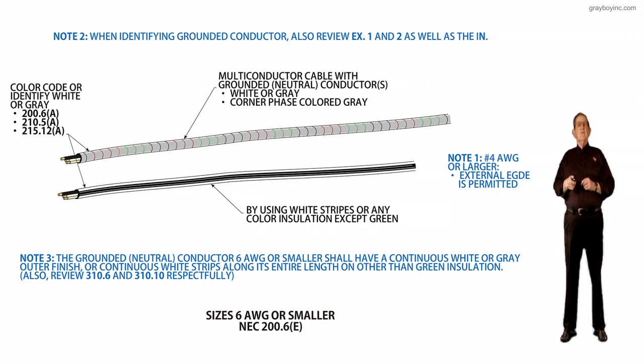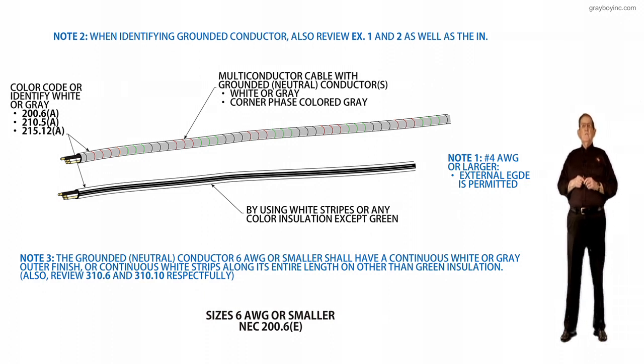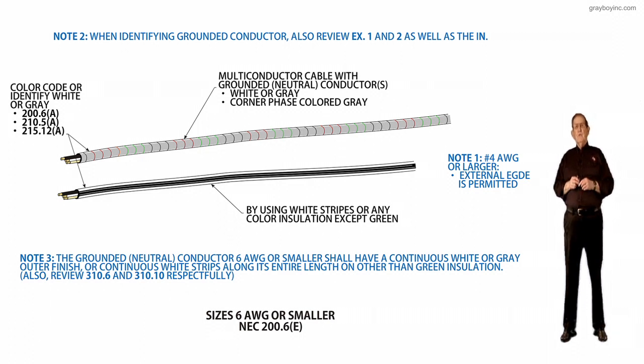Now, thirdly, color code or identify white or gray, and we know 200.6(A), 210.5(A) for a branch circuit. For a feeder, 215.12(A) would give instructions on how you would ground it. So, dealing with two systems, we looked at that earlier, where you'd have 480/277 and 120/208. And we said you could use a white for 120/208, and you could use a gray for 277/480, and that would identify those neutrals to which system they belong to.